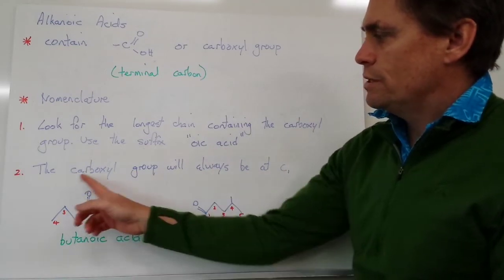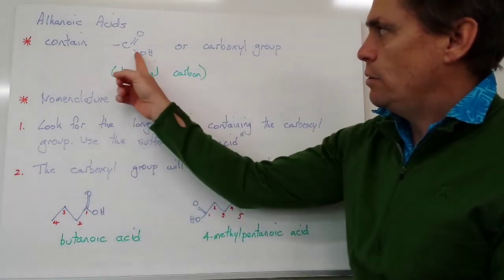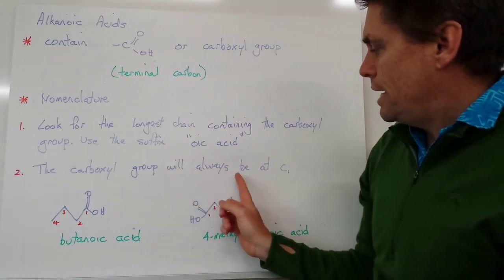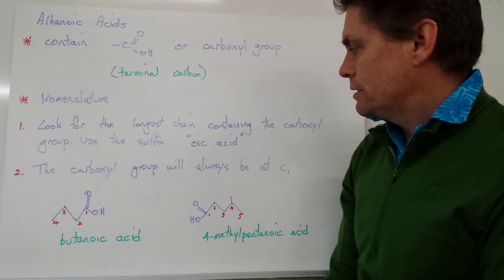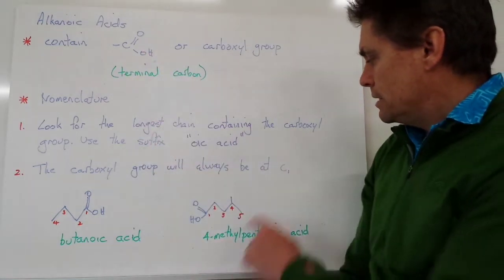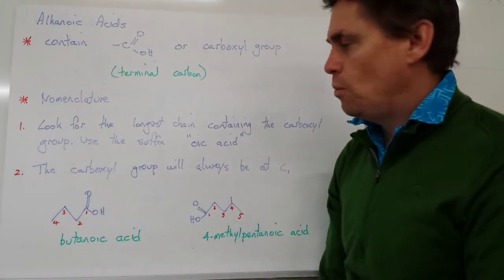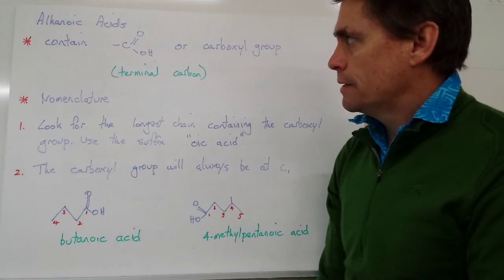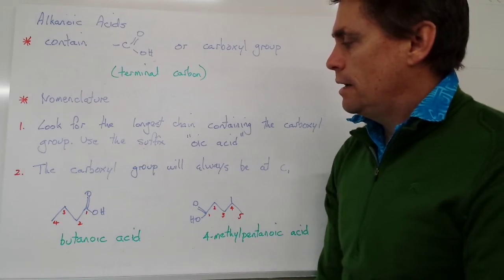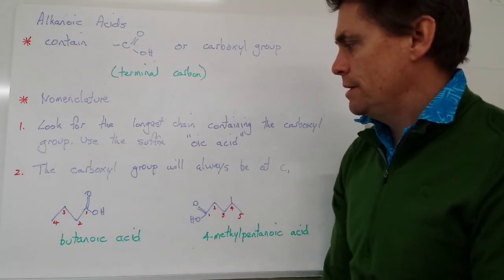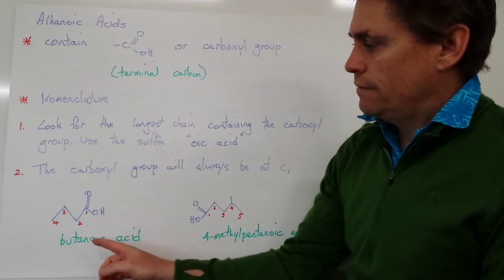We've also got to ensure that the carboxyl group, the COOH group, must always be at the lowest possible carbon, and because it's a terminal carbon, it must always be at carbon number 1, unless of course we get a molecule with 2 carboxylic acids in it. But let's keep it simple for the moment. So let's have a look at our molecule on the left-hand side.